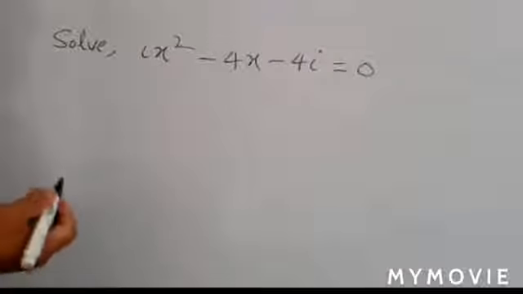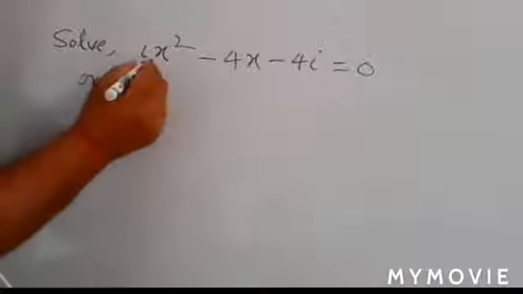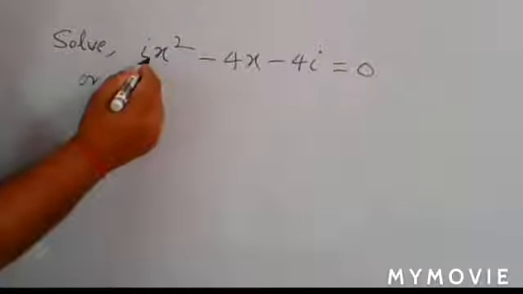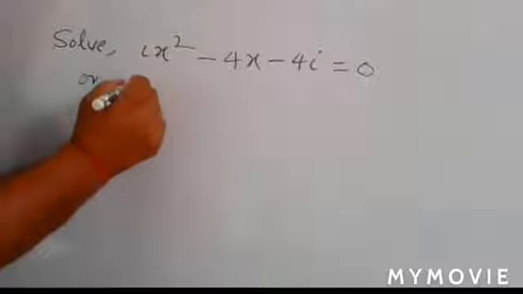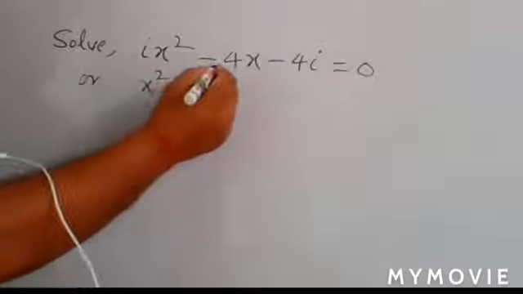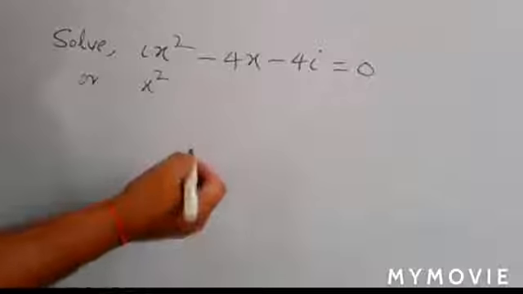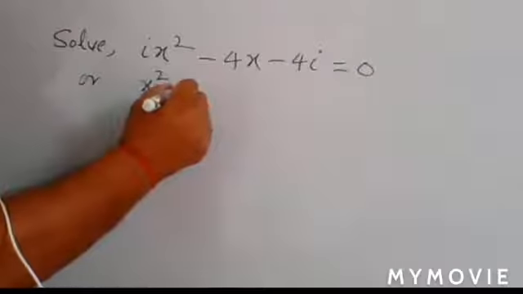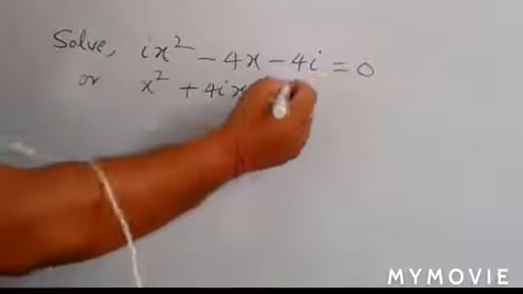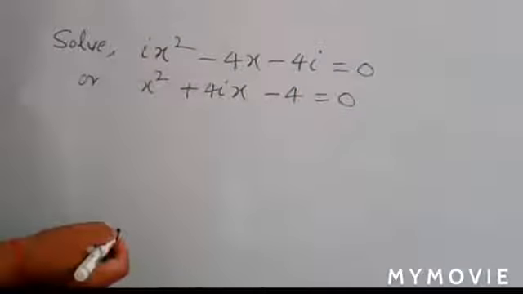That can be easily solved by the factorization method. What you do is divide each term by i. Here you have ix square, so you divide by i, and you have x square. If you divide here, you have minus 1 upon i, and you know the result, minus 1 upon i is equal to i. So you have plus 4ix. Here you have 4ix, and if you divide here by i, you have minus 4 is equal to 0.